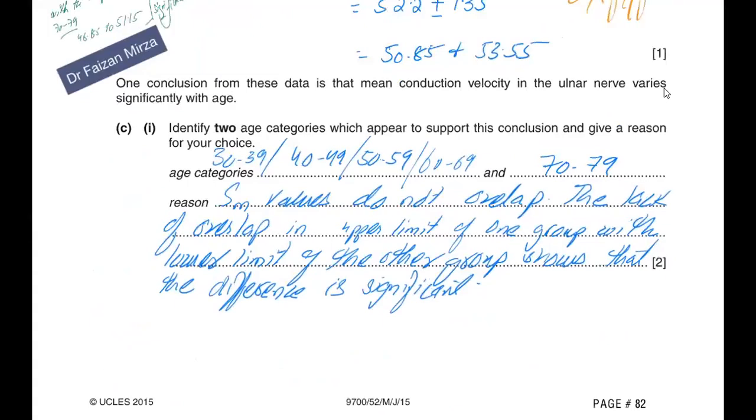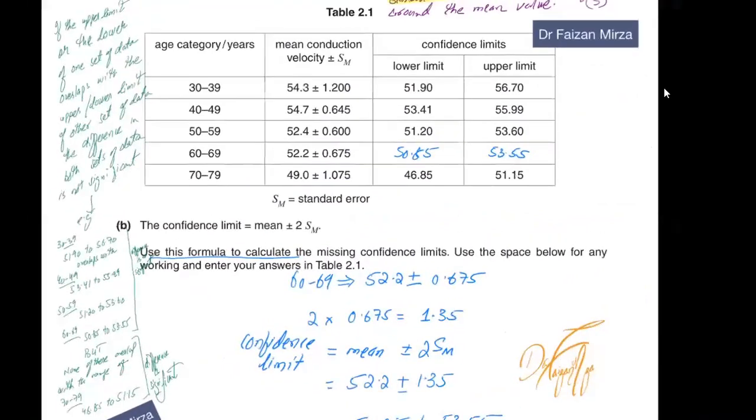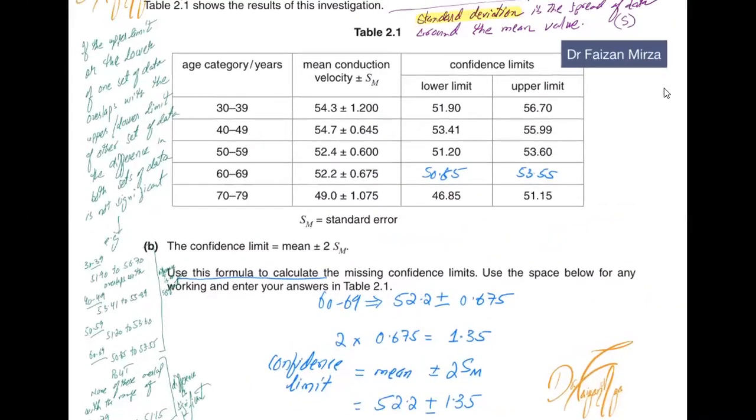One conclusion from this data is that mean conduction velocity in the ulnar nerve varies significantly with age. Identify two age categories which appear to support this conclusion and give a reason for your choice. Now, if you start to compare, they say the age is a significant factor causing the change in the nerve conduction velocity. So different age groups have been tested. So if different age groups have been tested, how do you know whether the difference between the nerve conduction velocity in different age groups is significant or not?